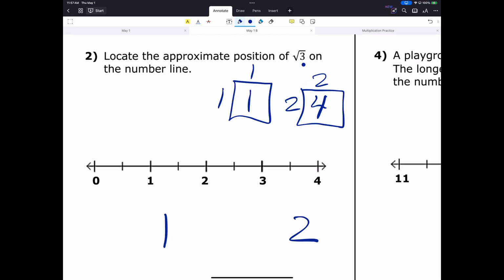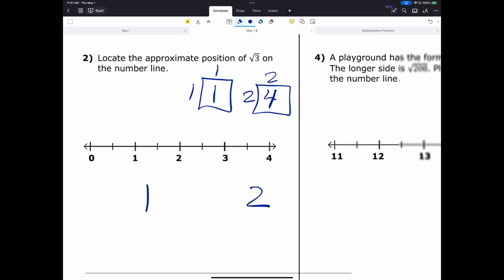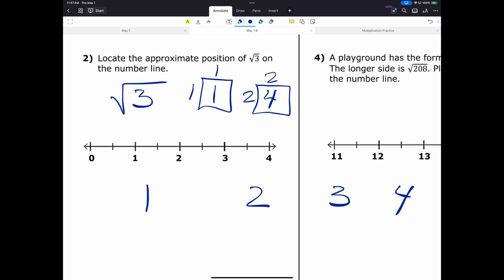And on this one, the square root of 3, right? 3 would be closer to, on this one, right? 2 times 2 gives me 4. So which one's closer to 3? 1 squared or 2 squared? 2 squared, right? So 3, we have 1, 2, 3, 4. We have the number line here, by the way. So we have 1, 2, 3, 4. So the square root of 3 has to be between 1 and 2, right?